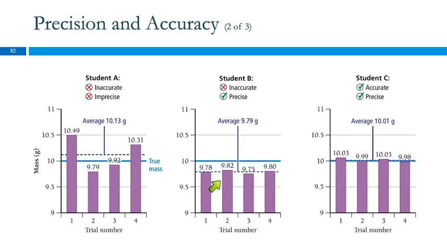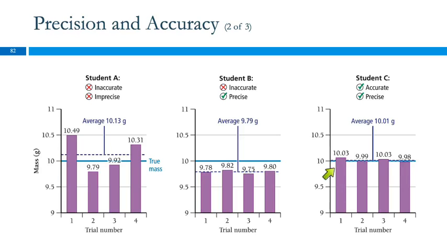Okay, so here we have student B. Student B is precise, but we look at the average here. Don't know what happened for this person, but their average is too low. They were precise, but inaccurate. Really good at getting the same measurement, but it's wrong. So that's not good either.